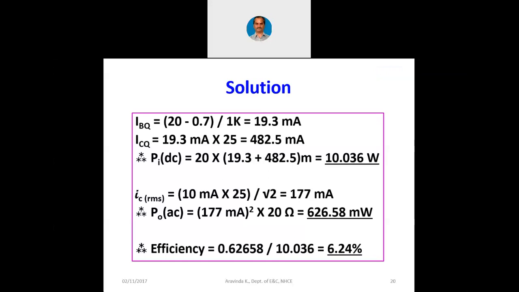Why? Because we want to have a faithful amplification, especially in audio amplifier applications. For example, in music concerts or in public addressing functions, we need faithful amplification only. Whatever the speaker is speaking, the complete waveform of the speech must be available at the loudspeakers. So that way we have to go with a class A amplifier only, but we should be ready to compromise on the efficiency itself.